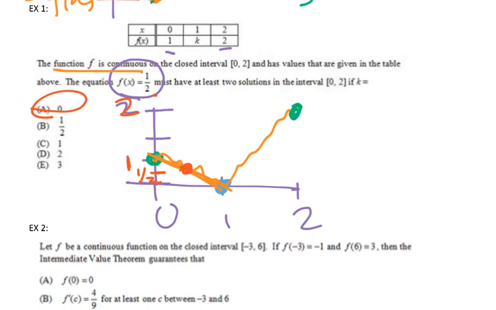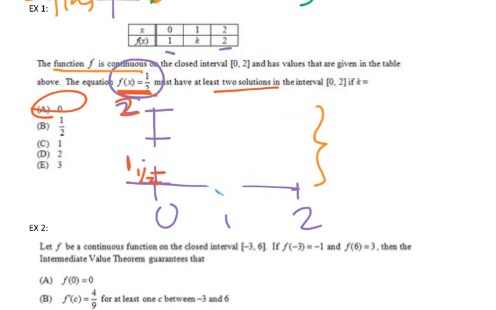Then we can use IVT between x equals 1 and x equals 2, that have a y value of 0 and 2, to say that it'll hit 1/2 somewhere between there. So this guarantees that f of x equals 1/2 has at least 2 solutions. It could happen more depending on how crazy your graph is, but that guarantees it.